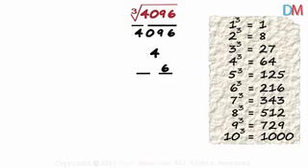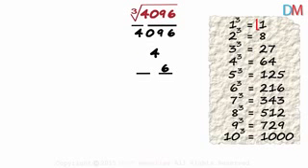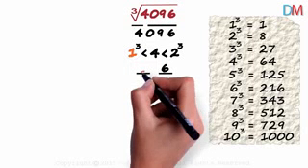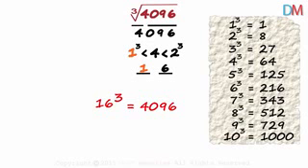We need to see its position in the cubes column. Where does the number 4 lie in the cubes column? We can see that it lies between 1 and 8. It lies between 1 cubed and 2 cubed. For the tens digit, we choose the lower of 1 and 2, and that's 1. The cube root of 4096 is 16, which means 16 cubed will give us 4096.